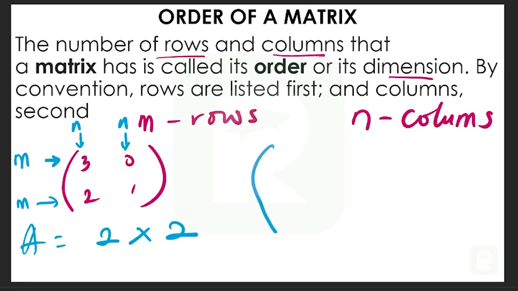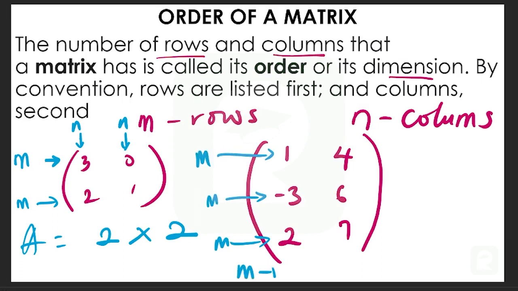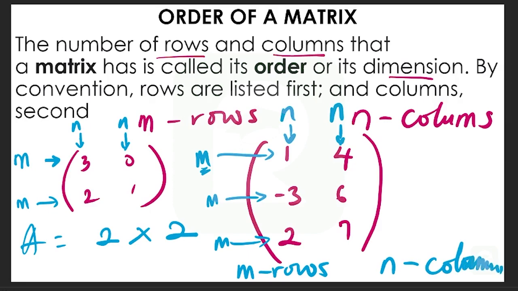You can also have (1, -3, 2, 4, 6, 7). This is another one. So what is the order? Rows and columns. Rows start first. So this is a row. This is a row. This is a row. This is a row. So we have how many rows? M rows. Please don't forget that M stands for rows, because of course, rows first and M first, MN. So N for columns. You remember, because alphabetically, then N for columns. So rows always come first. So you have 3x2. First one being your M, and this being your N.